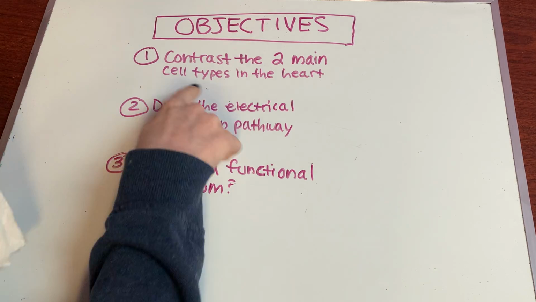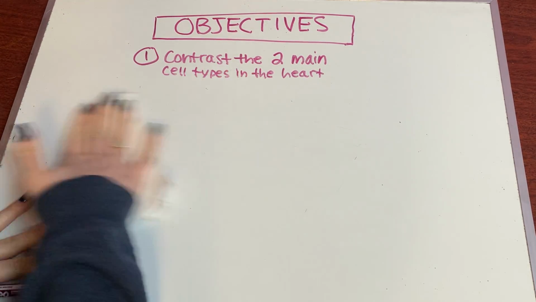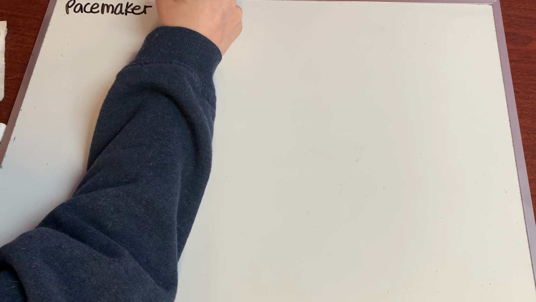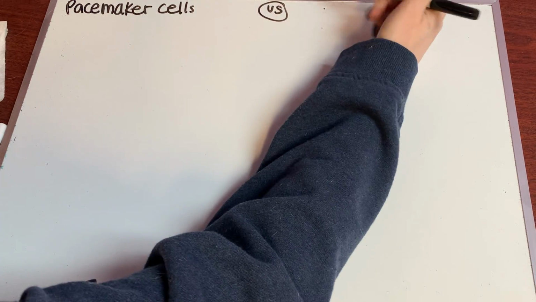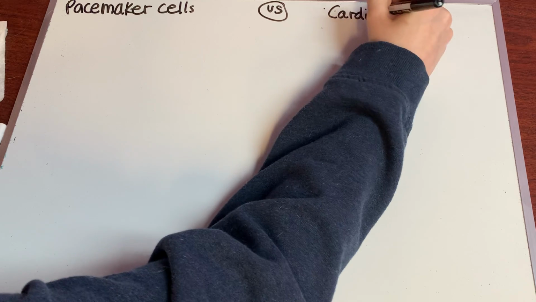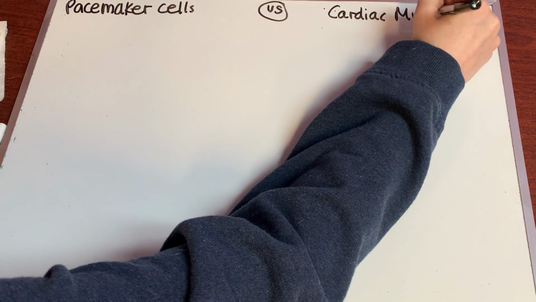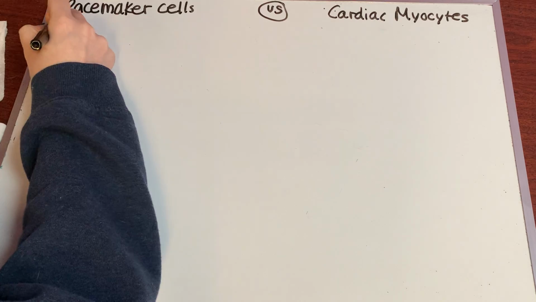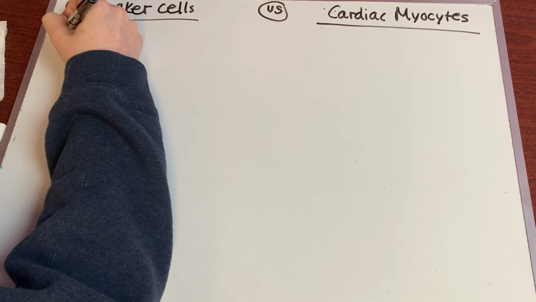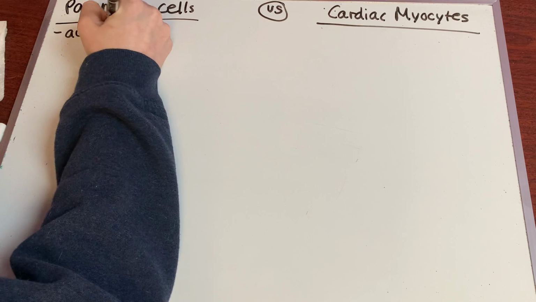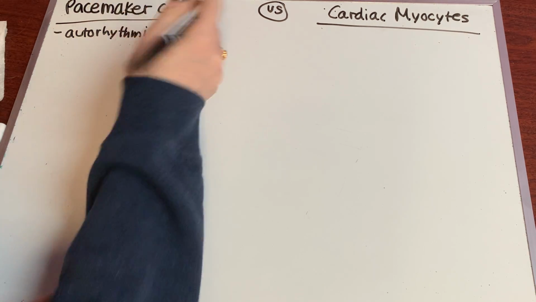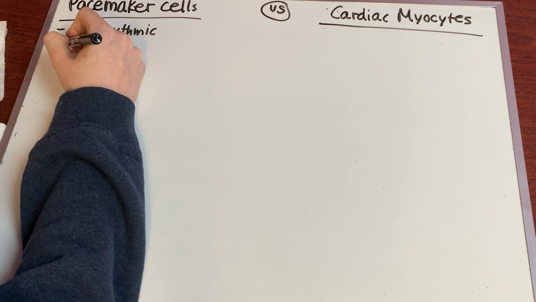So let's start with the first one, where we contrast the two cell types in the heart, which we said were the pacemaker and the cardiac myocytes. So pacemaker cells versus cardiac myocytes. Okay, so the first thing is that pacemaker cells are autorhythmic. And this is because their main job is to generate action potentials.